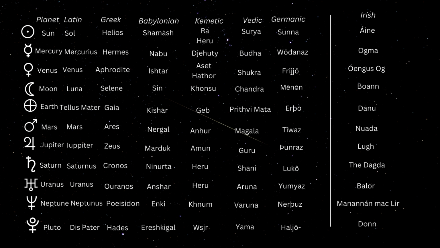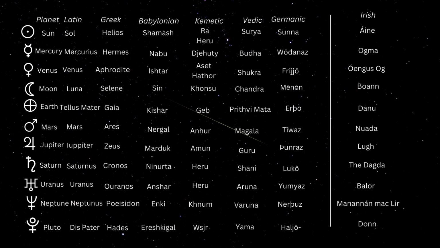Now you can associate those deities. We also have the Greek ones: Helios for the sun, Hermes for Mercury, Aphrodite for Venus, Selene for the moon, Gaia for Earth, Ares for Mars, Zeus for Jupiter, Cronus for Saturn, Uranus for Uranus, Poseidon for Neptune, and Hades for Pluto. We also have the Babylonian associations, which I'm not an expert on.